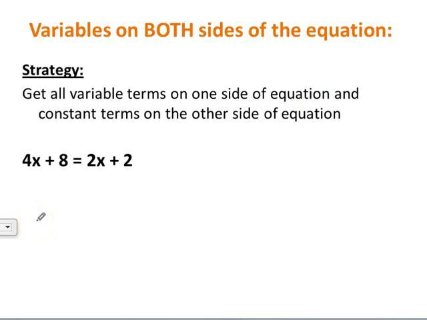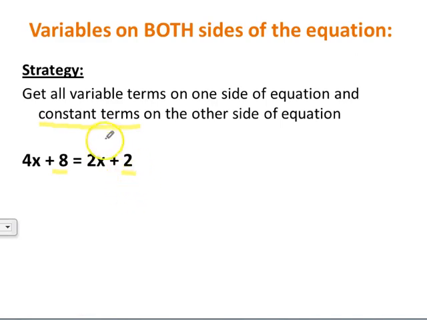So the strategy we're going to use is that we are going to get all of our variables on one side of the equation and all of our constant terms on the other side of the equation. Remember, constant terms, those are like our whole numbers. That's like 8 and 2. Those are our constant terms, they're our whole numbers. So what we want to do is move the terms around, move them to the other sides of the equation, so that we get all of our variable terms, all of our x terms on one side of the equation and all of our constants on the other side of the equation.